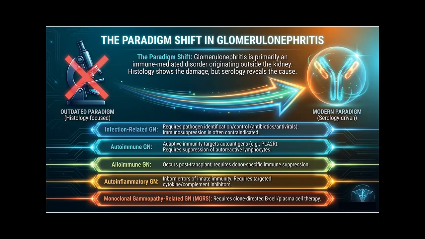Okay, glomerulonephritis is primarily an immune disorder originating outside the kidney. Histology shows the damage, but serology reveals the cause. Earlier, we were thinking only about histology. Now we have changed to a serology-driven, immunoglobulin-driven diagnosis based on immunofluorescence and markers.